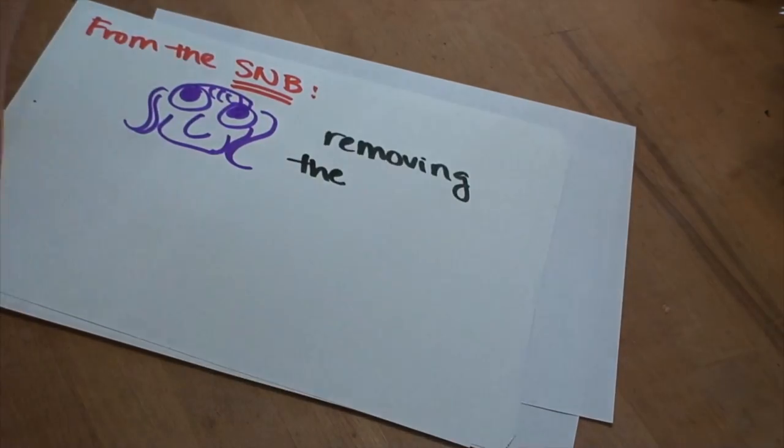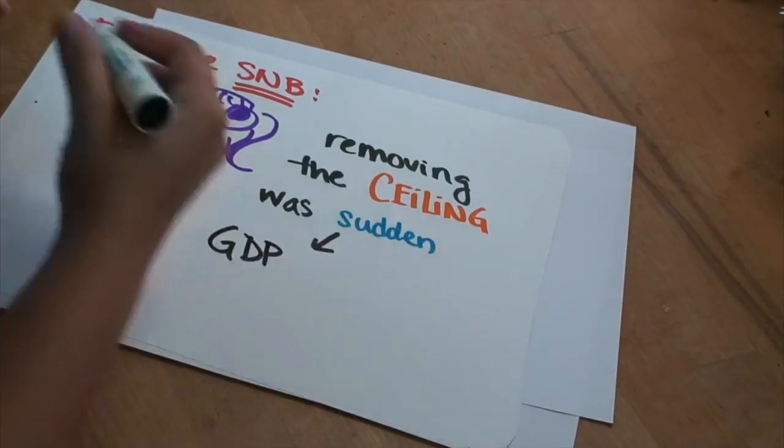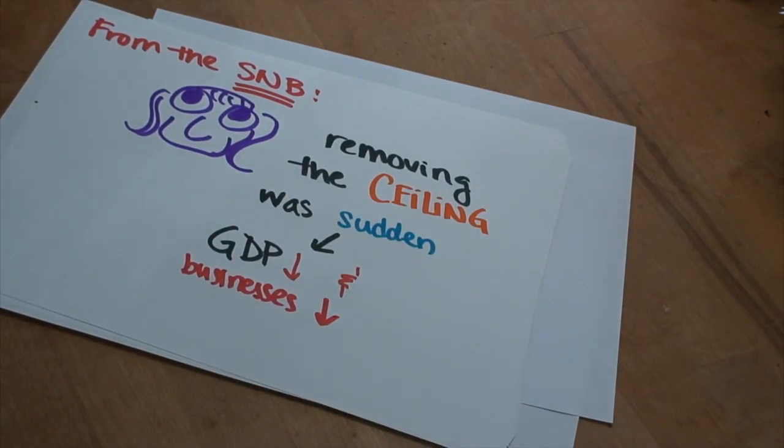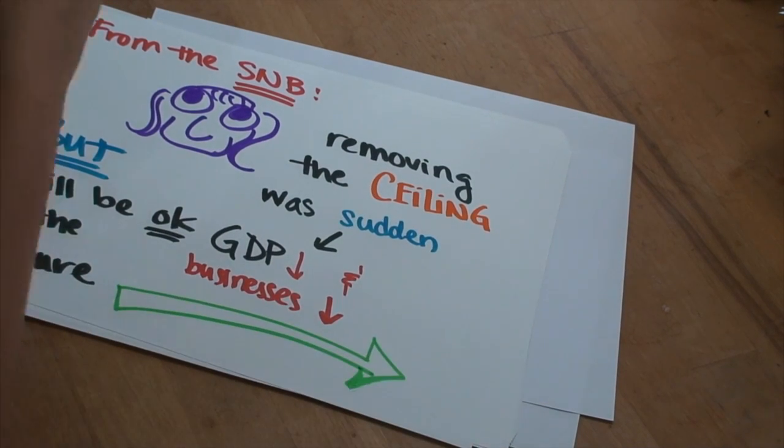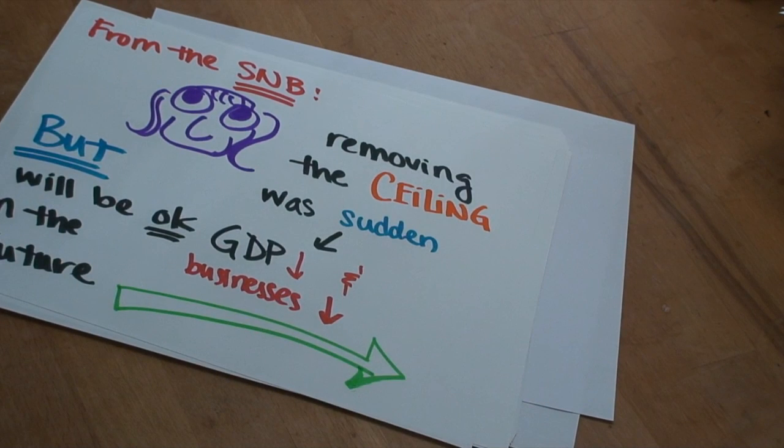But before you start hating on the SNB, here's a testimonial from an SNB correspondent. Removing the ceiling was sudden, that's true. And yes, our GDP is falling at the moment, and businesses are complaining right now, but it's for the greater good. If we continue to keep it at an artificially low value for the franc, we'd end up in an economic crisis eventually with all the spending we'd have to do. So essentially, we decided to bring the pain now to prevent a greater loss in the future.